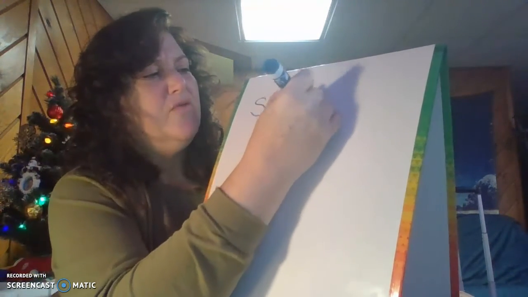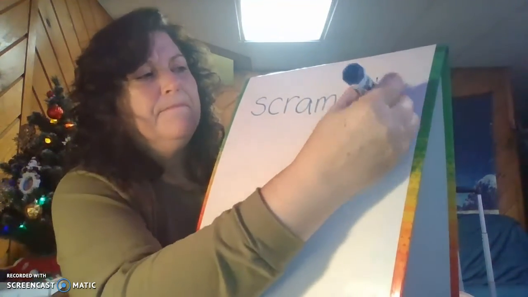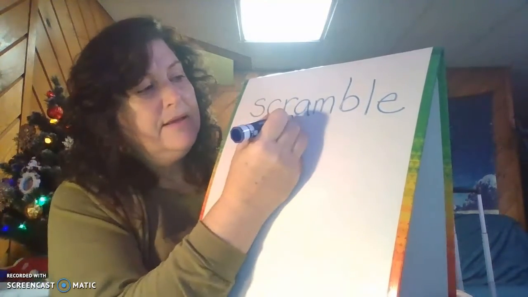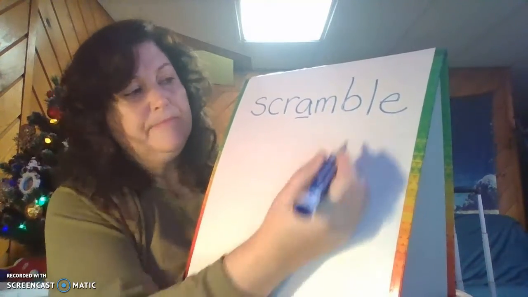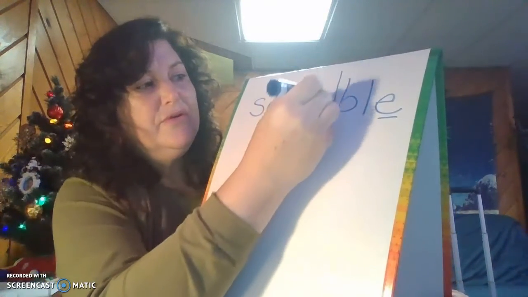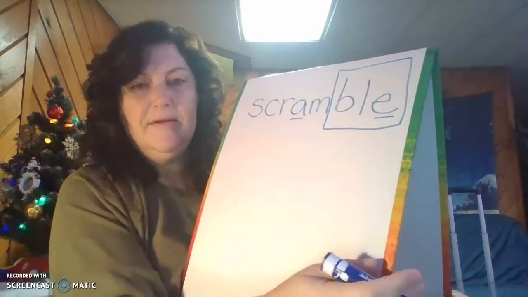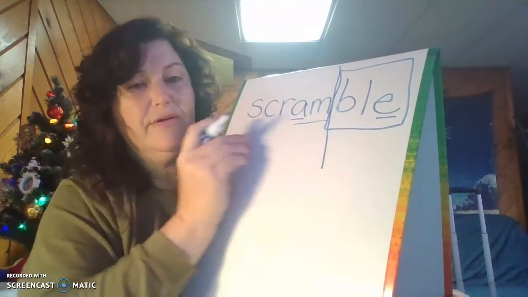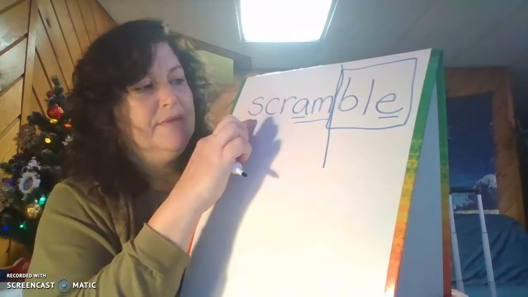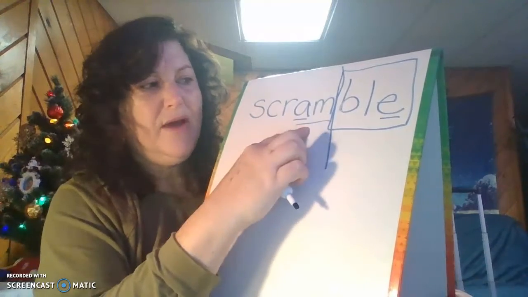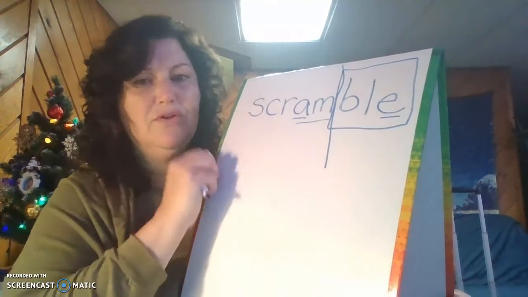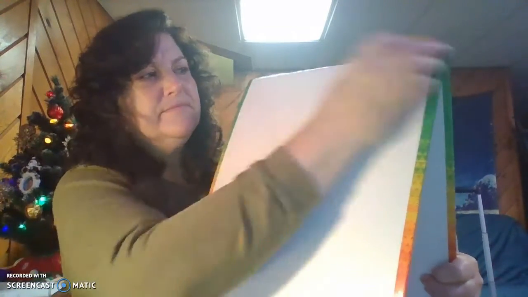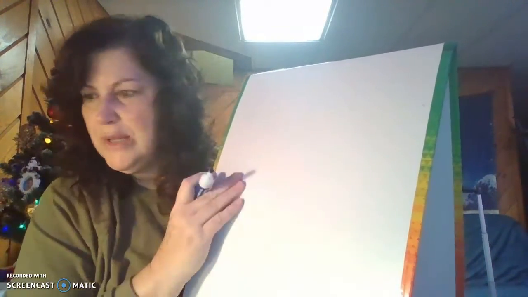A little bit of a harder blend going on here. Okay. We've got our vowels. Noticing consonant LE. Hopefully you're noticing that word. Scramble. It's fun to scramble eggs. Scramble. When you mix them all up, scramble them.